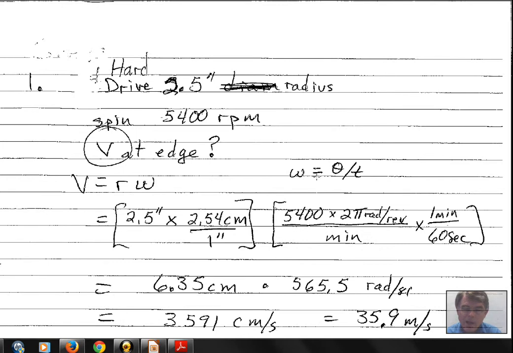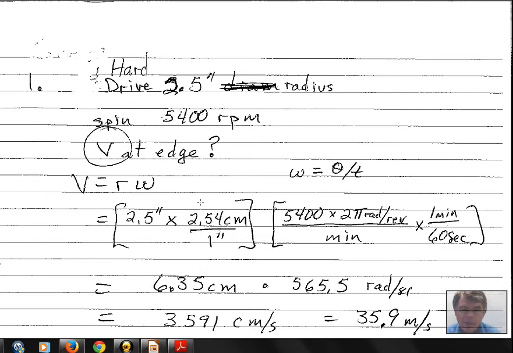Now, angular velocity is how much angle was covered in a certain amount of time, theta divided by t, or delta theta divided by delta t if you prefer. So those are the factors that we need. And we're going to do this in the metric system. So being specified as 2.5 inches in radius, we're going to convert to centimeters, and we'll later convert to meters. But 2.5 inches times 2.54 centimeters per inch. This is our conversion factor from inches into centimeters.